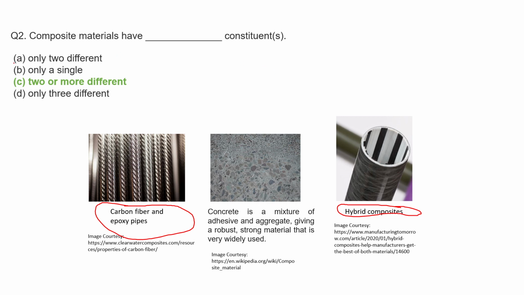So the correct option here will be option C, that it has two or more different constituents that make a composite material.